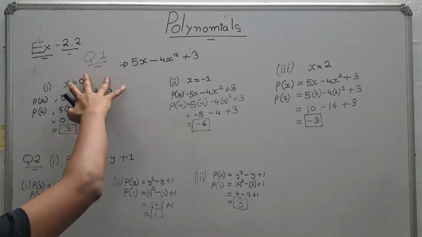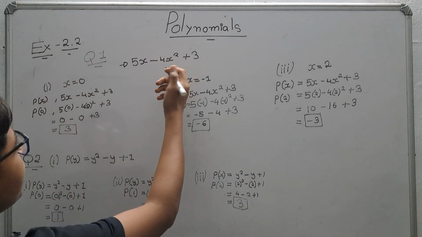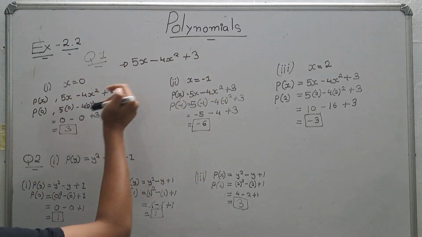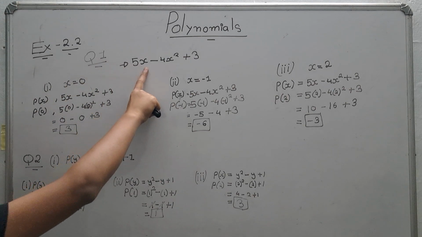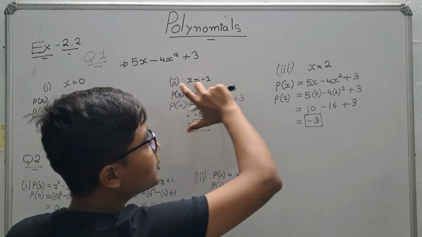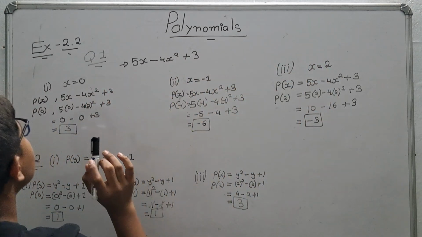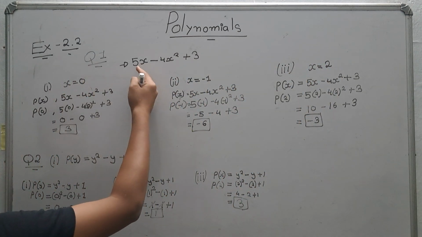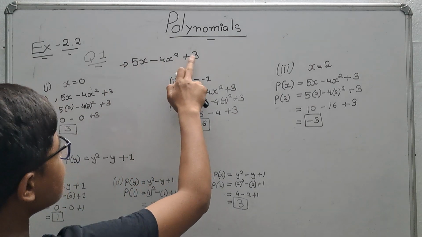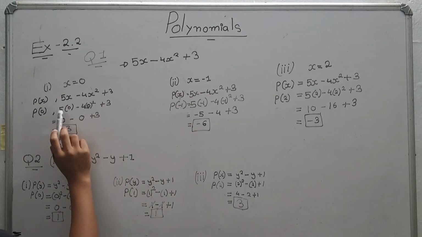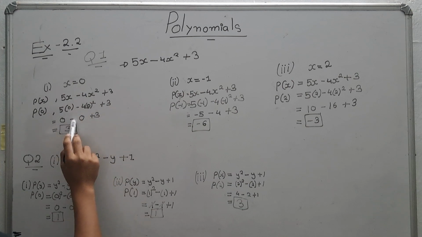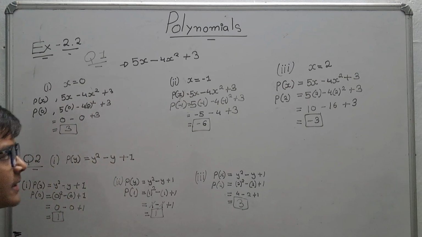Exercise 2.2 question 1. In question 1 they have given the equation 5x minus 4x square plus 3. So we have to put 0 in place of x, minus 1 in place of x, and 2 in place of x. You have to do it for 3 cases. In the first step you have to put 0 in place of x. So 5 times 0 minus 4 times 0 square plus 3, it means 0 minus 0 plus 3, the answer is 3.